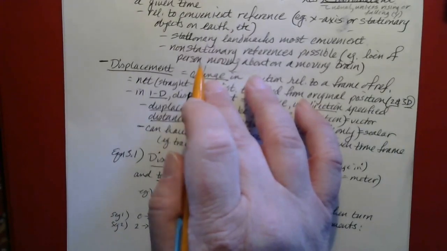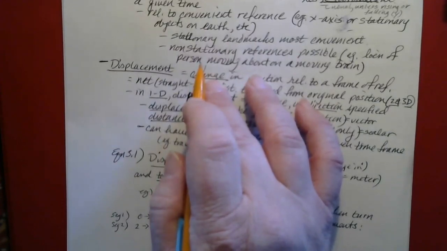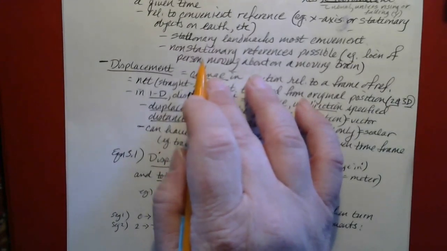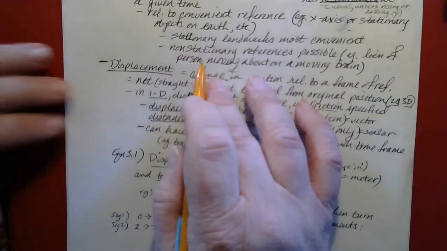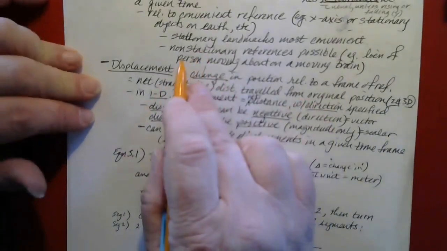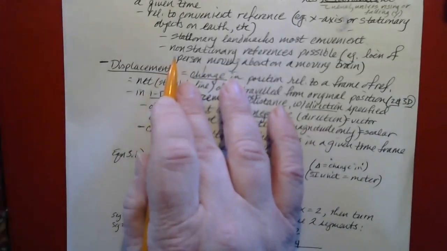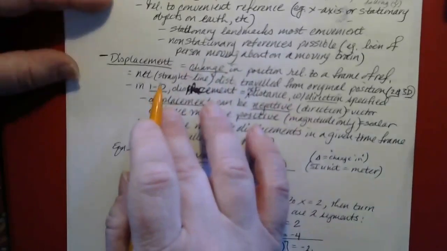You could define the person's motion relative to a stationary object on Earth, like the station, but it would become more complicated because you'd have to take into account both the motion of the person relative to the train and the motion of the train relative to the ground or the station. So it's often simpler just to define the motion of something relative to something that's moving, like in that case.